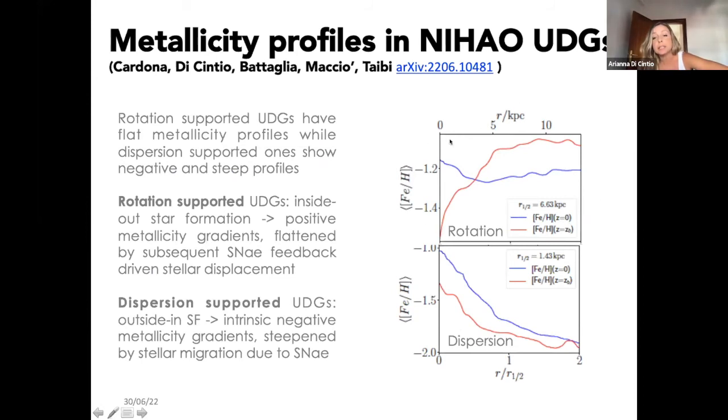In these two plots, I'm dividing the UDG population into rotation supported galaxies on the top and dispersion supported galaxies on the bottom. I'm showing the initial original metallicity profile in red, just using the birth radius of stars, and the redshift 0 metallicity profile in blue. You can see, for example, in the rotation supported case, in which star formation proceeds inside out, we originate a positive metallicity gradient, which gets subsequently flattened by stellar feedback that moves stars from the center of the galaxy to the outskirts. And in the case of dispersion supported galaxies, this supernova feedback actually acts by steepening the profile even more.